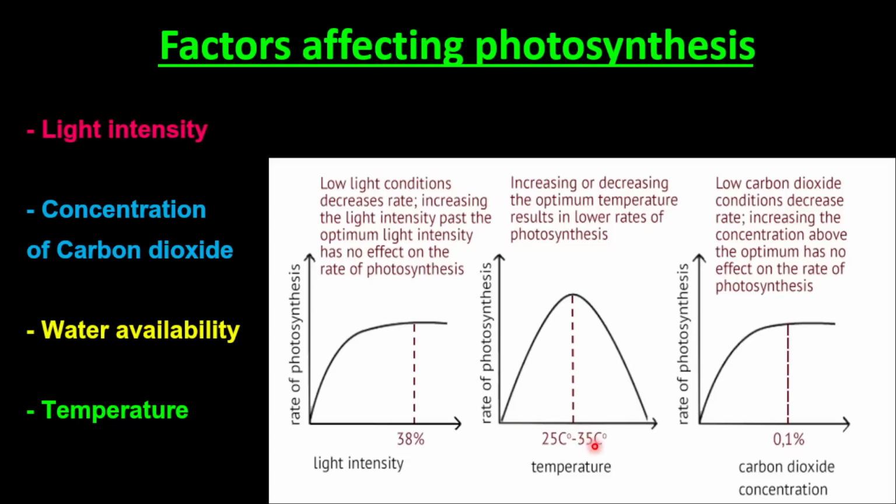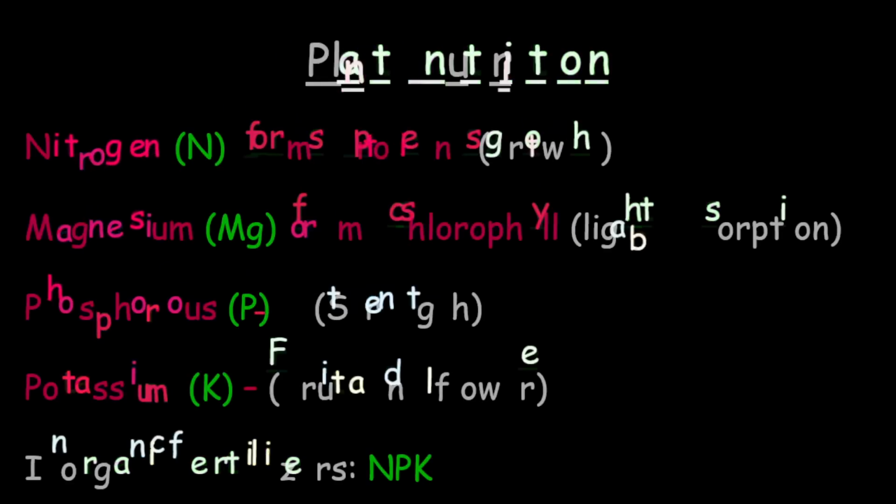So temperature affects photosynthesis in a positive way, then after a certain point in a very negative way. Carbon dioxide is just like light. I don't even need to explain that. And water is the same thing as carbon dioxide and light. So three things will look similar: carbon dioxide, water, and light. But temperature will look a little different because temperature could affect the entire chemical process and also the enzymes needed.